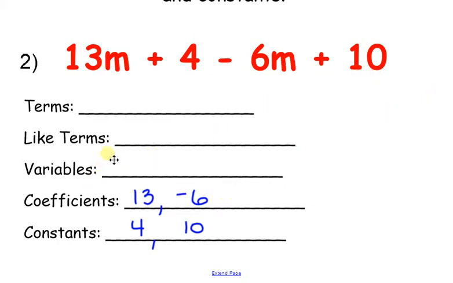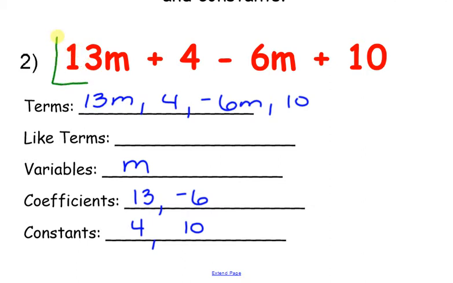What are my variables? Well, this time I only have one variable. It's m. And now I'm going to skip the like terms. What are my terms? The different units of the expression. So I have 13m. I have 4. Remember, the minus goes with the number next to it, so I have a negative 6m, and I have a 10. Now, what are my like terms?